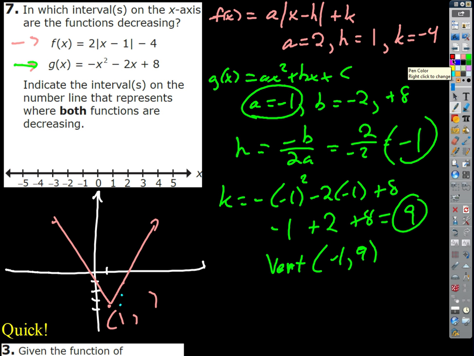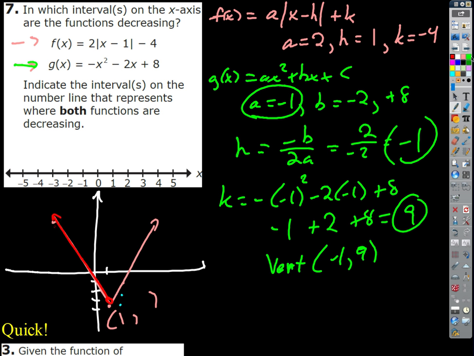The absolute value function. What's it mean for a function to be decreasing? What does the graph look like where a function is decreasing? It's going down. It's got a negative slope, so it's going downhill, isn't it, from left to right? So it's decreasing on this interval right there, isn't it? I don't include the endpoint. At the vertex, it's not increasing or decreasing. That's where it's making a change from one to the other, right? But everything to the left of 1, my absolute value function is decreasing.